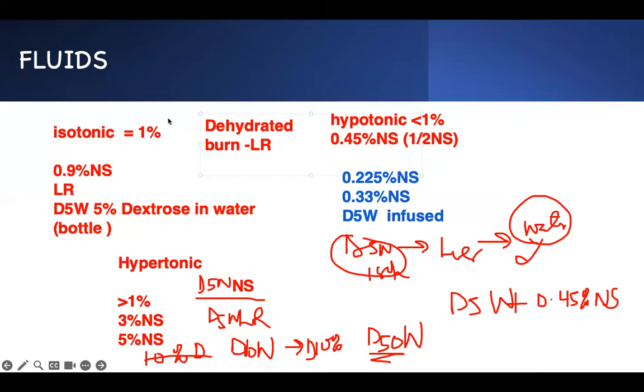The other thing you should know, even though these are hypertonic solutions, the only one that is used for brain ICP is this. Number one is 3%. So if you have ICP issues, just choose 3%. Even though these are hypertonic, because of the dextrose, you don't want to use them. You only use the 3%. That's all.